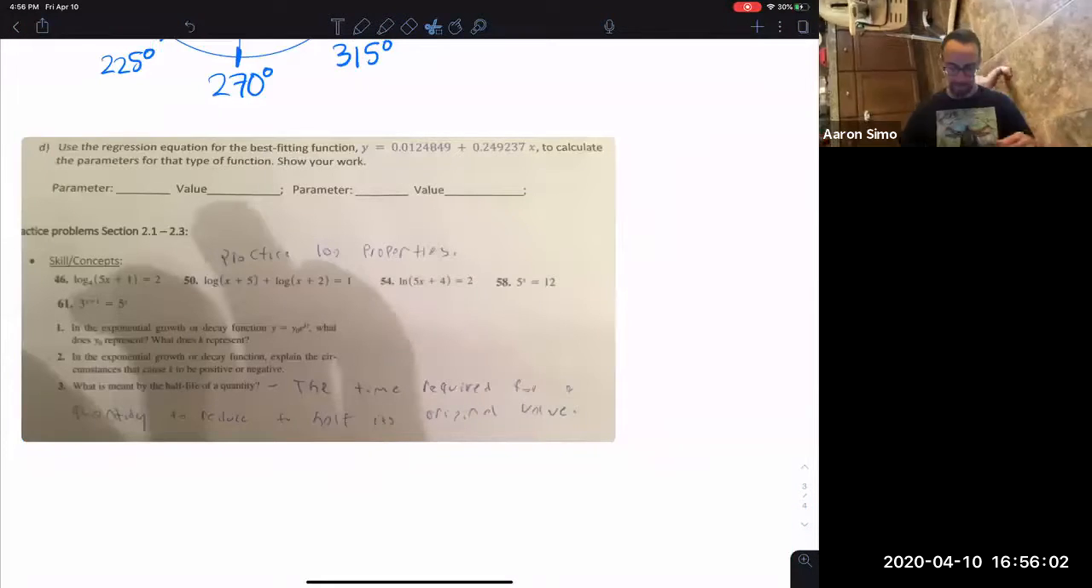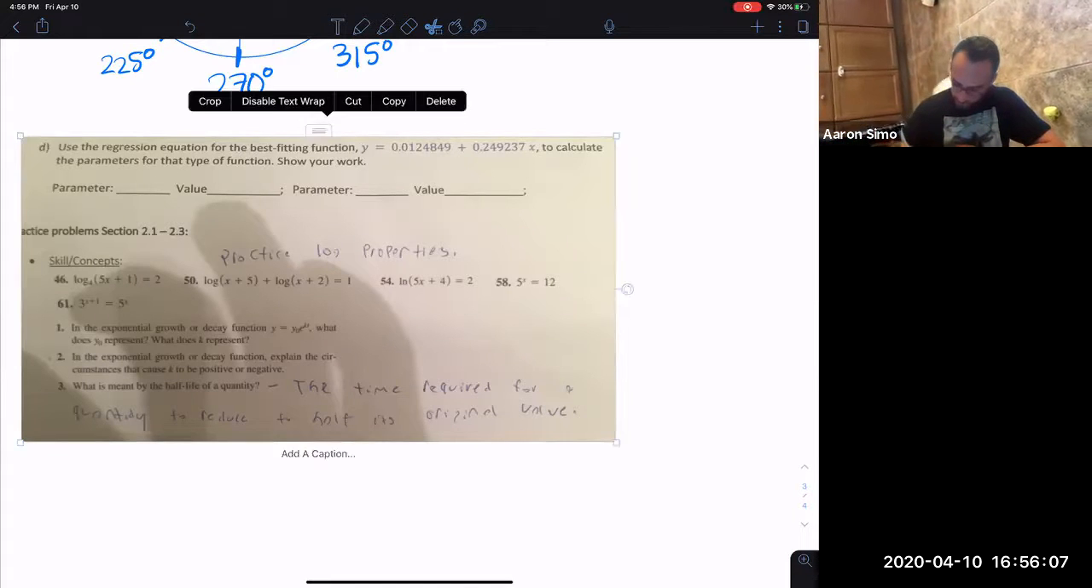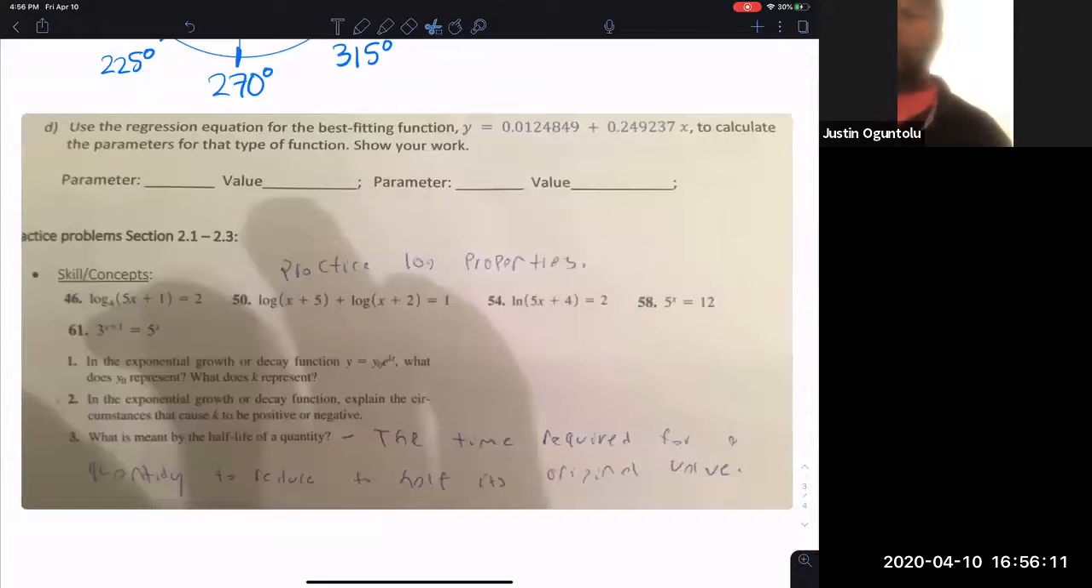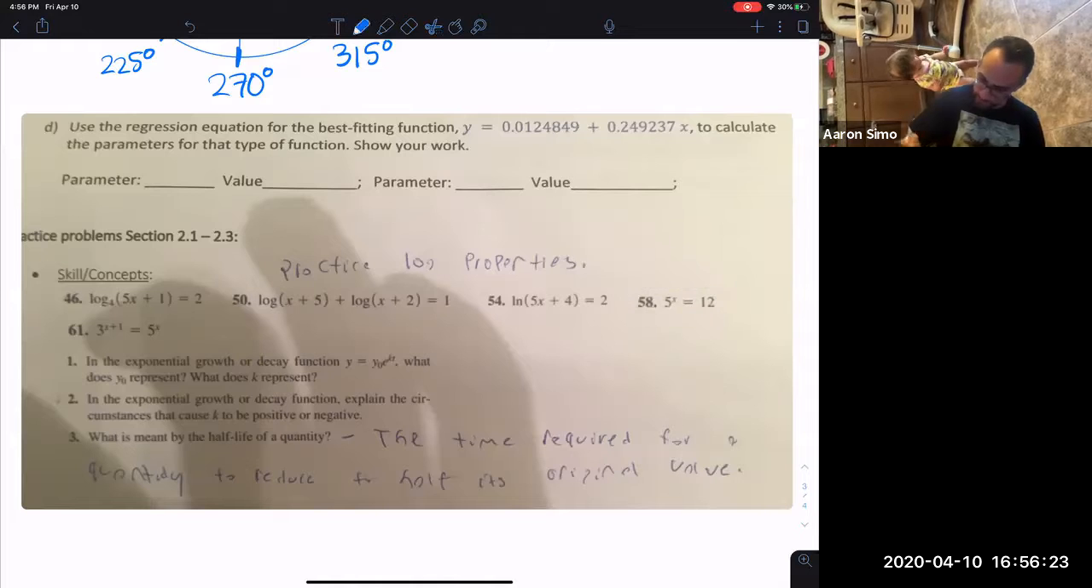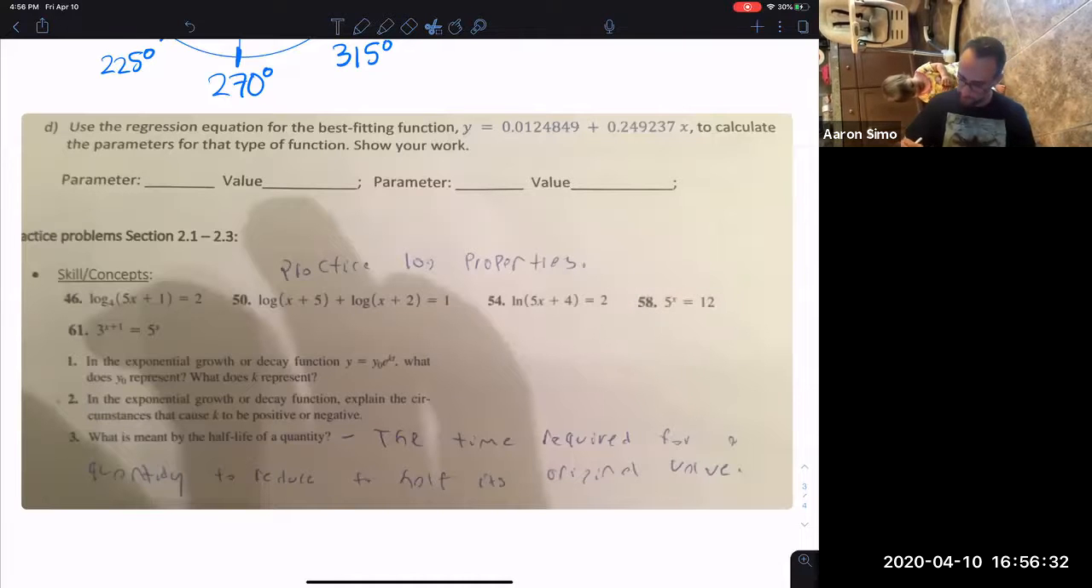Okay, I see. Which one do you want? The bottom ones, 1, 2, 3, or what do you feel like doing? 58 and 61. Okay, 58. Is that an example of using the change of base formula? Let's do 58. Yeah, that is.